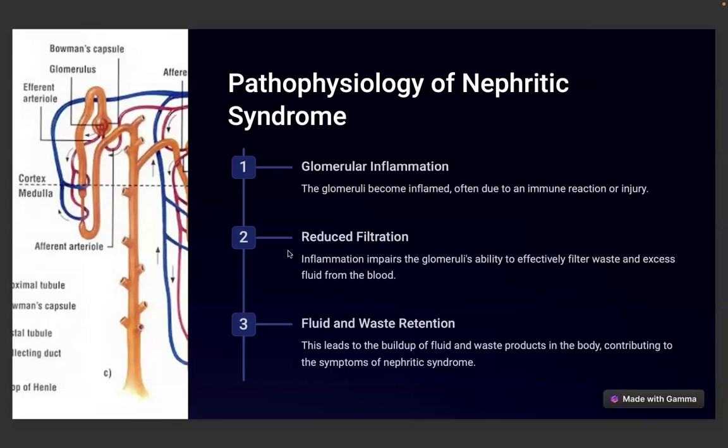As a sequence of this glomerular inflammation, the glomerulus isn't able to do its function, which is the filtration. So the filtration will be reduced subsequently, and we won't be able to filter the waste or the excess fluid from the blood.